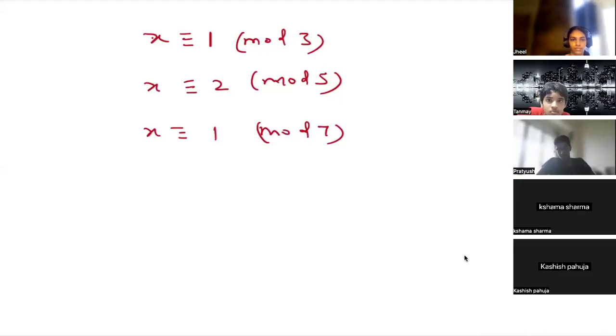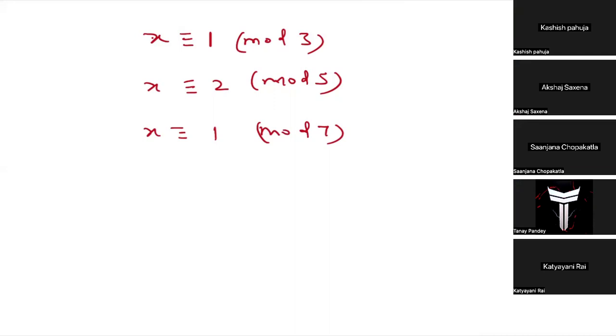Tanmay, okay? Yes. Is this okay, beta? So we have to find the smallest value of x. Just an application of Chinese remainder theorem, right? Very good, everyone. Very good. Anushka, very good, beta. Tanmay, very good. Sage, very good. Pratyush, very good.